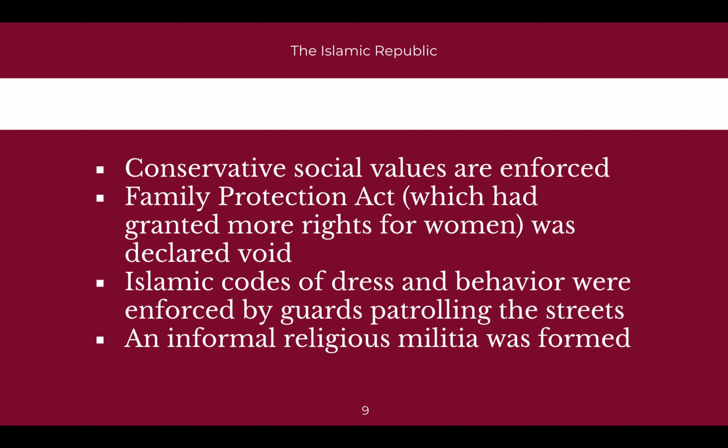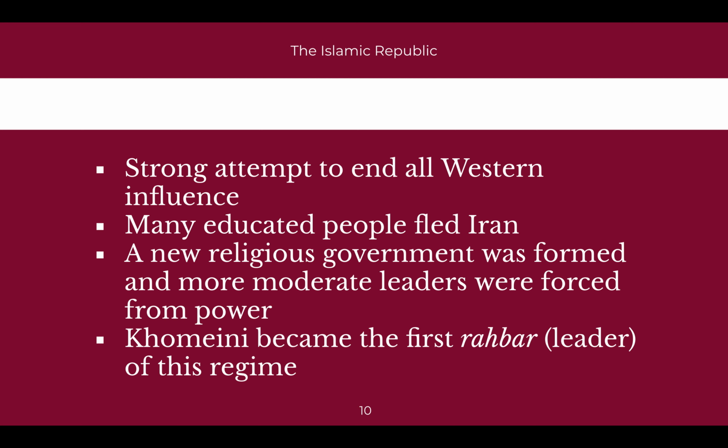In this Islamic Republic, conservative social values are enforced. The Family Protection Act, which had been in place under the Shah and had granted more rights to women, is declared void and dissolved. Islamic codes of dress and behavior are enforced by guards patrolling the streets, and there's an informal religious militia formed. So there's a return to the tradition and conservatism that you saw prior to the Shah coming in and modernizing and really straying away from some of those traditions towards westernization.